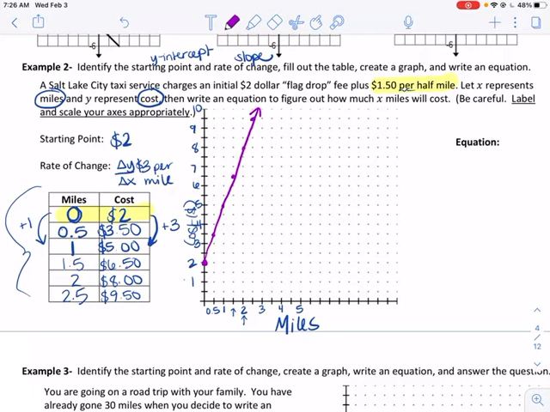Now I'm going to write my equation. You already have your starting point and your rate of change. So this is your b and your m for y equals mx plus b.